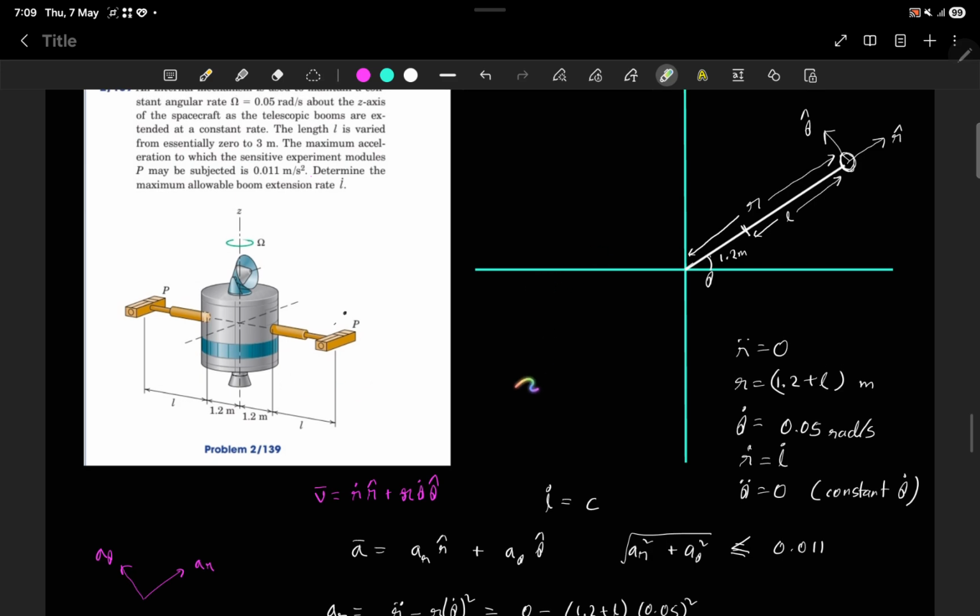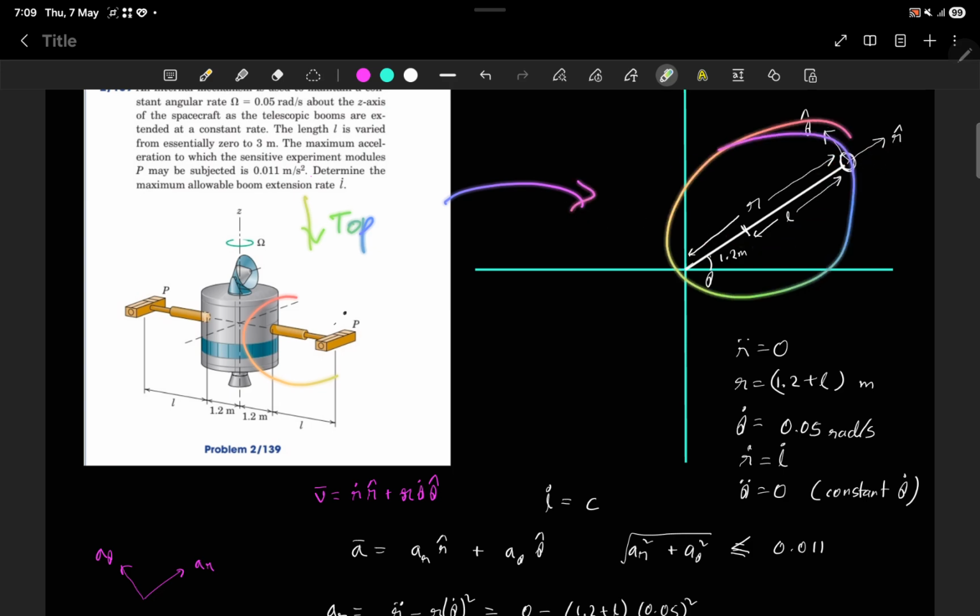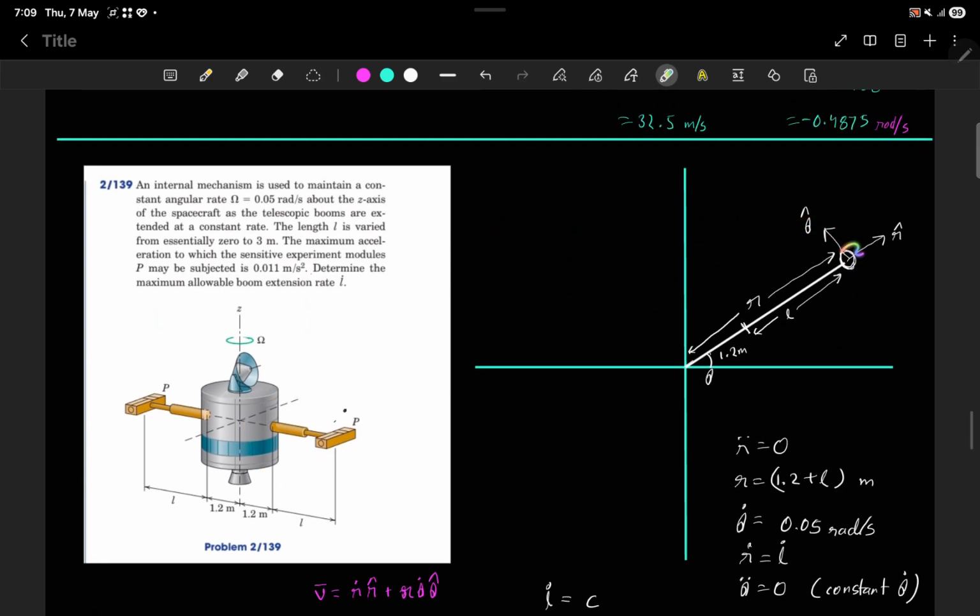So I have drawn one of the wings. If I am seeing from the top and drawing it here, this is my free body diagram, where I have drawn all these components. This is my radial direction, this is my theta cap direction. Because it is moving in this direction, I have taken this as the positive direction. If I see from the top, it is rotating counterclockwise, so I have taken this one.